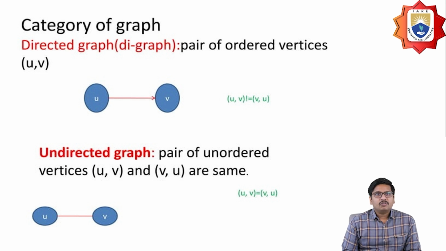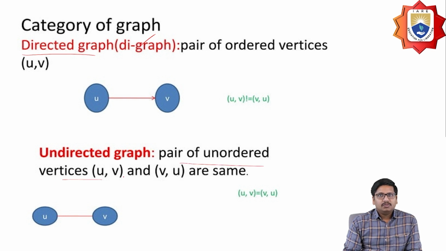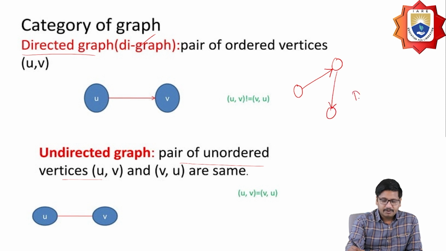So what are the different categories of graphs? Two types of graphs are available: directed graph and undirected graph. The other synonym for directed graph is digraph, that means a pair of ordered vertices. And an undirected graph is a pair of unordered vertices. Here the edge is represented by an arrow, and that is why we call the graph a directed graph or digraph.